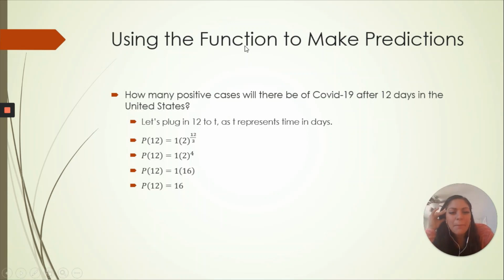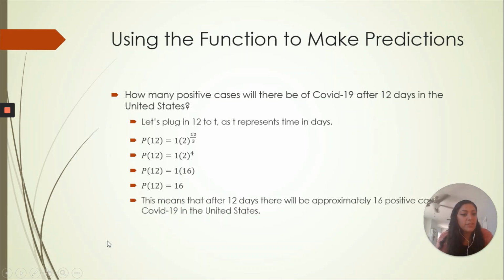What does that mean to you in a real world context? So bring it back to our example, we're talking about coronavirus in the United States. In parentheses there, we have a 12, but initially it was a t, so that must represent time. So this means that after 12 days, there will be approximately 16 positive cases of COVID-19 in the United States. So not too bad, right? But again, exponential functions grow slowly at first.